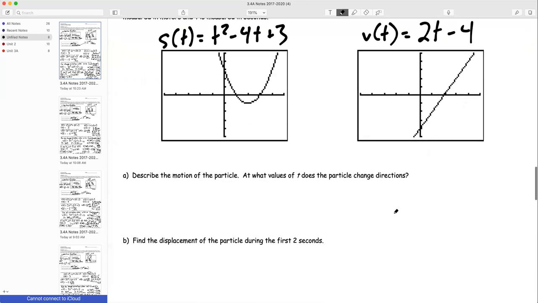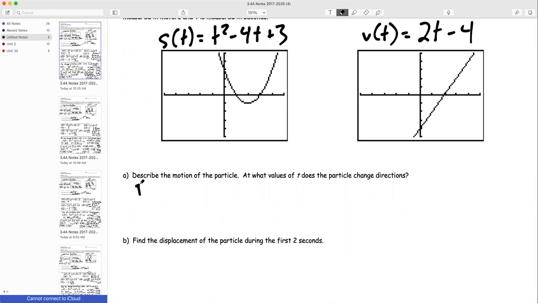And part A says, describe the motion of the particle. At what values of t does the particle change directions? Okay, so we can look at the graph and tell when it changes direction. We saw this yesterday also. How do we know when the particle changes direction? When what goes from negative to positive? So for example, this goes from negative to positive right here. Does it change direction? No. It changes direction when the velocity is equal to 0 and there is a sign change.